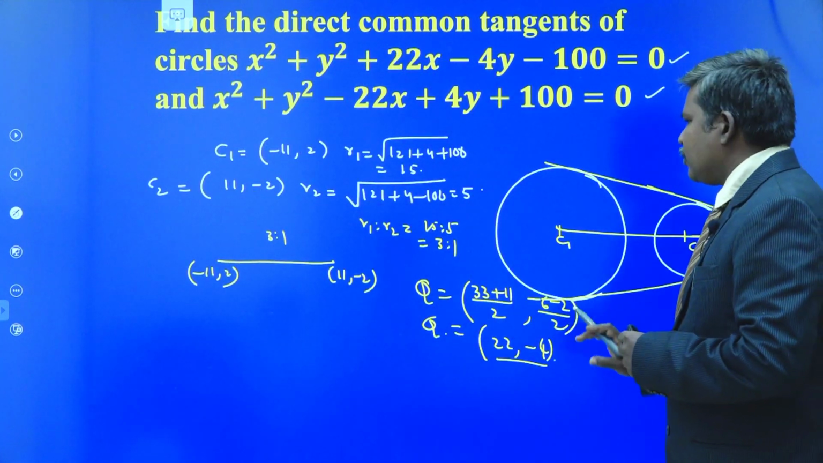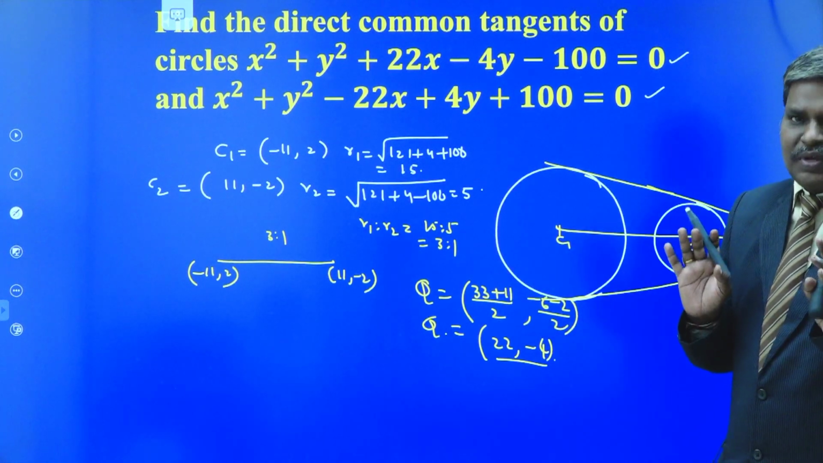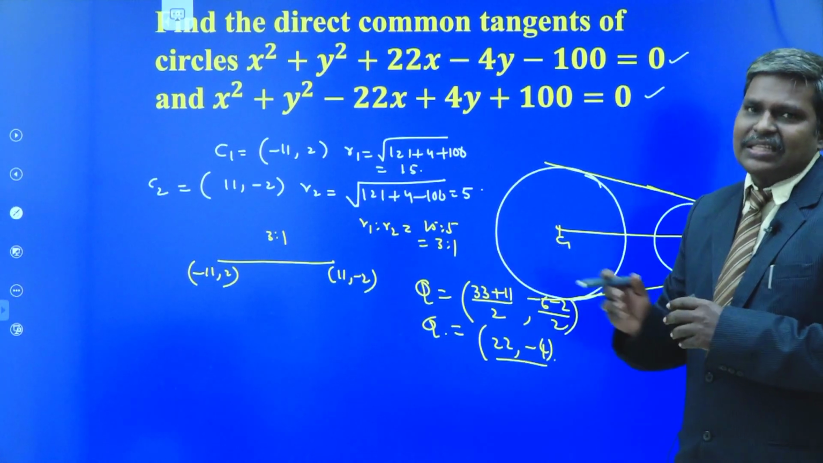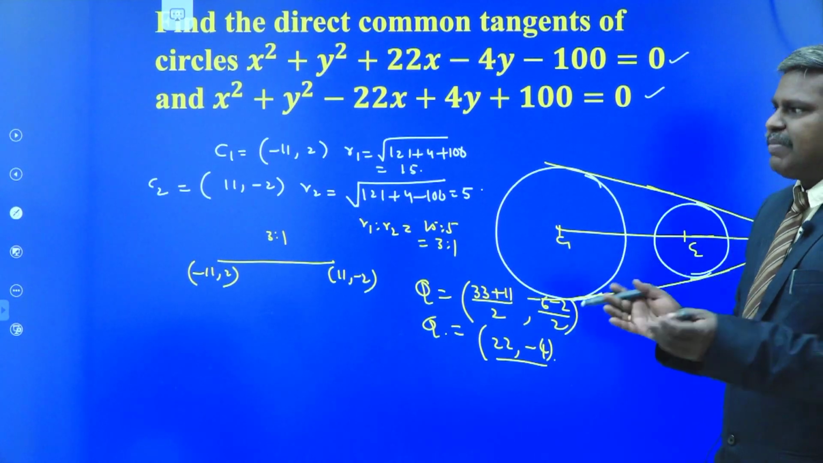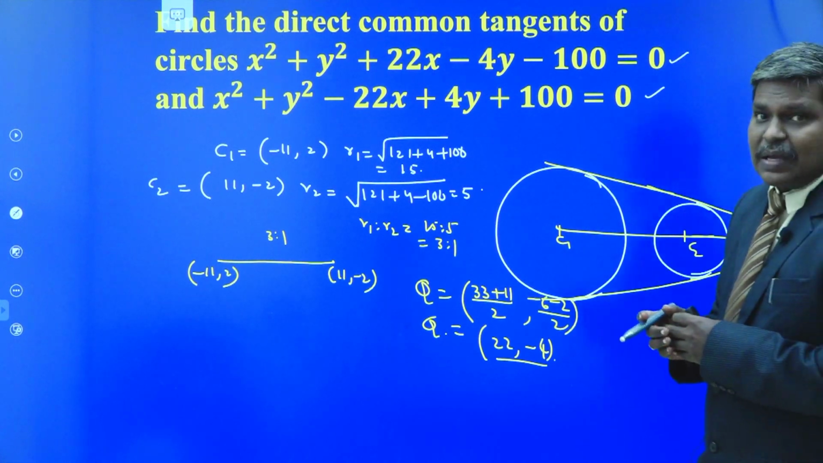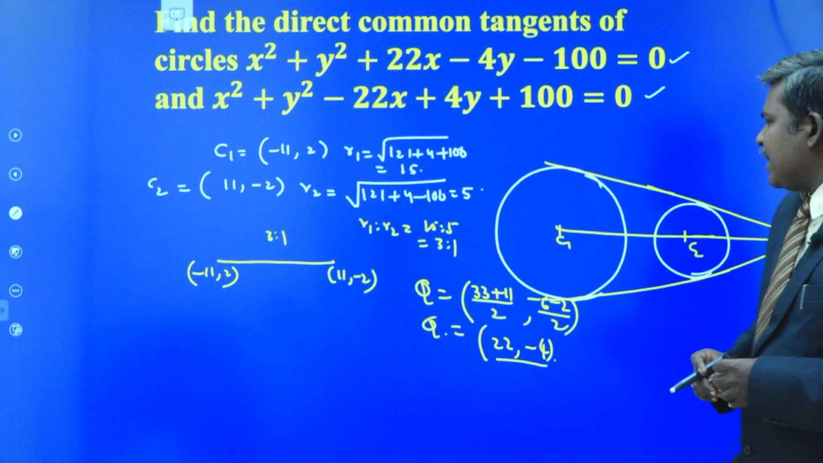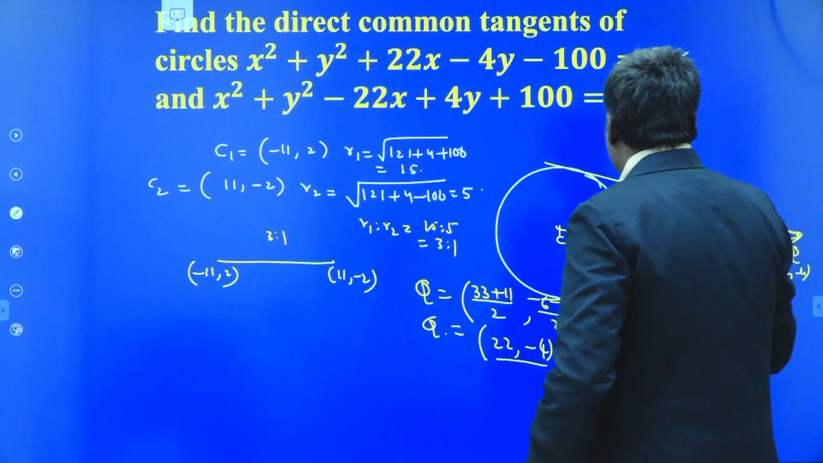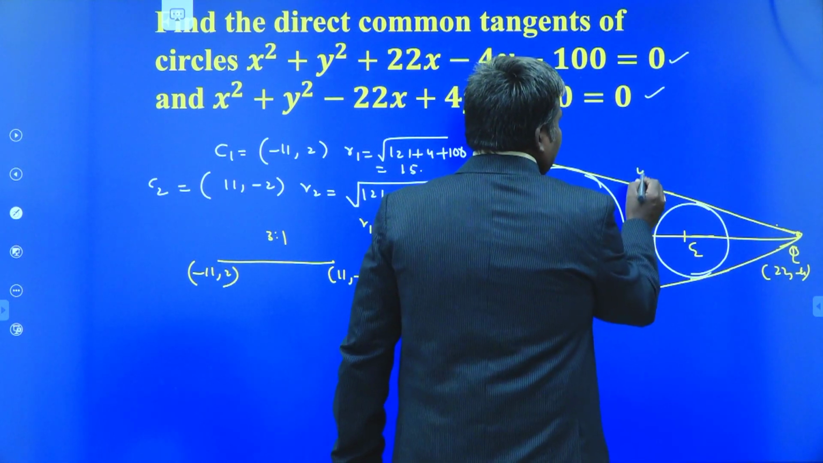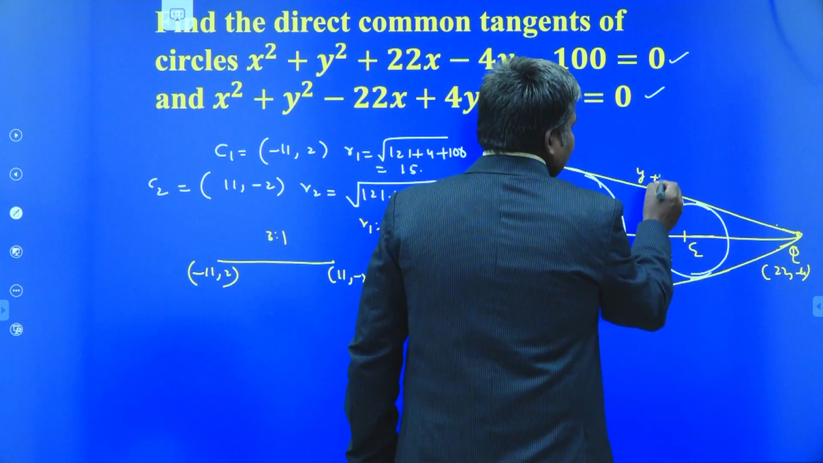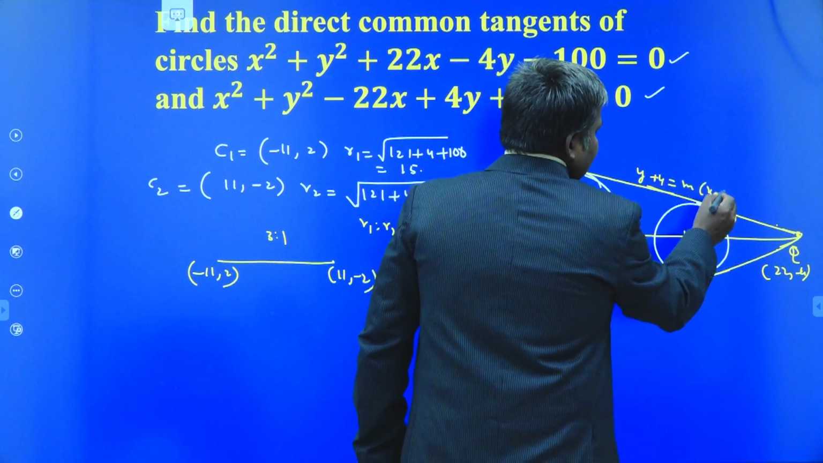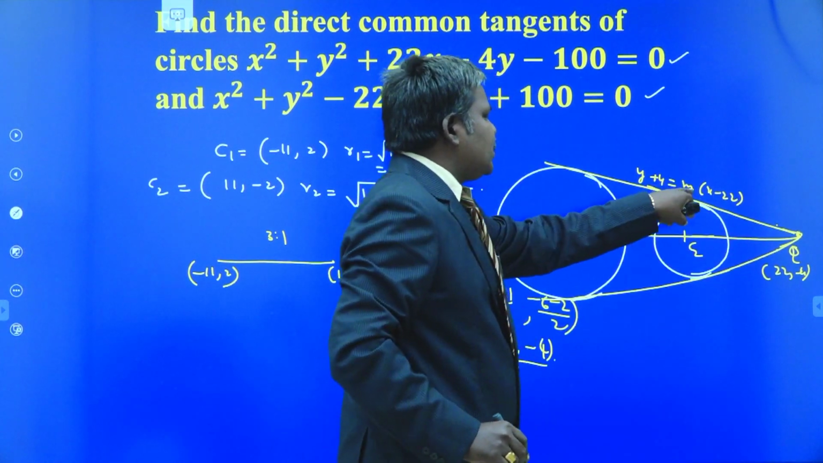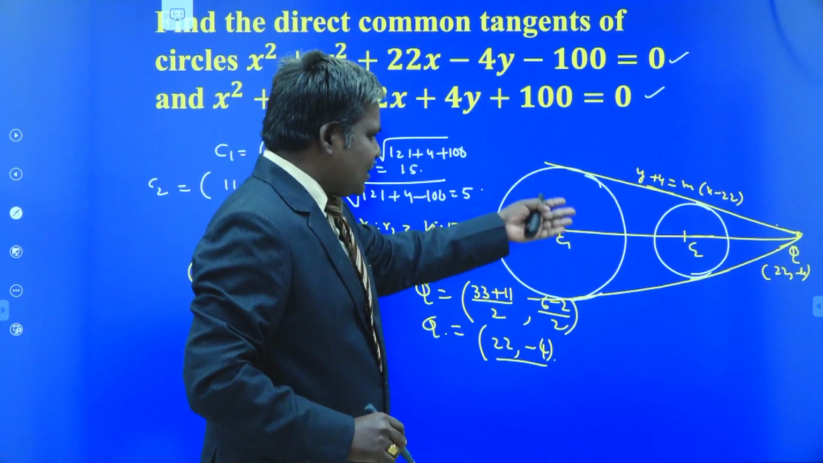Once you have this center of similitude, you can apply S1 square equals S into S11. But you have to write the separate equations also if you want. You can directly obtain the separate equations by using this method. After getting the coordinates of Q, 22 comma minus 4, you can write any equation of the line passing through that point as y plus 4 is equal to m into x minus 22. Is it any line passing through this point or not? Y plus 4 is equal to m into x minus 22 is any line passing through that point.